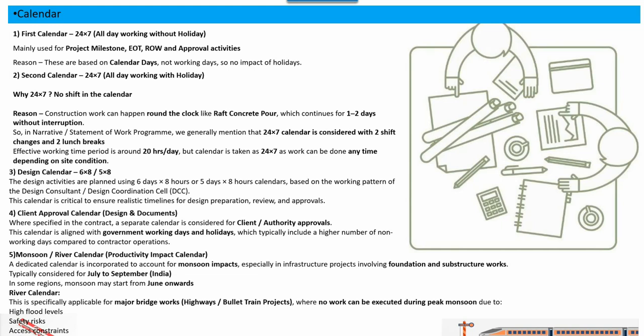It is typically considered for the July to September months, and in some regions monsoon starts from June, so we consider according to that. This is the productivity loss calendar. We have seen so many examples in civil construction where the contractor writes a letter that their productivity has been reduced because they have not considered such a thing in their program.